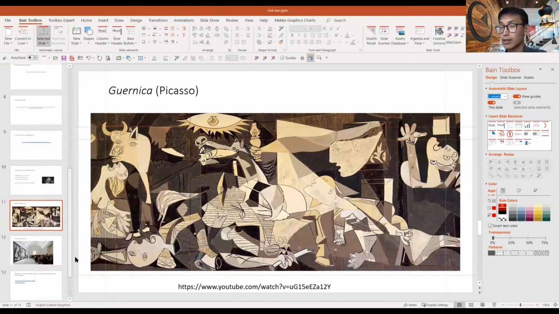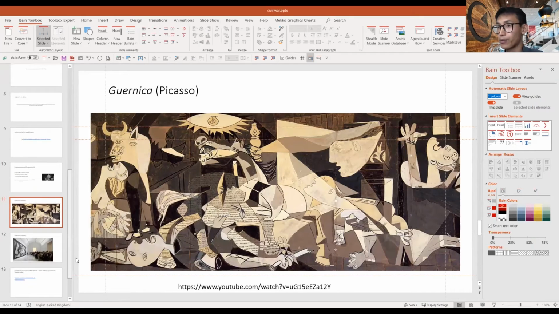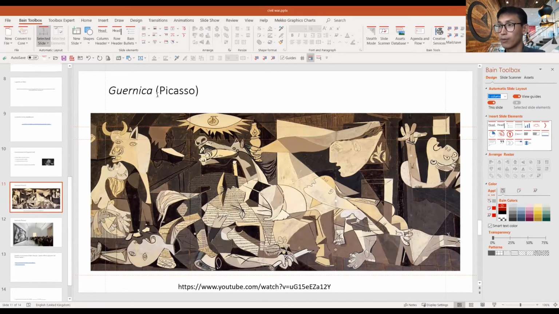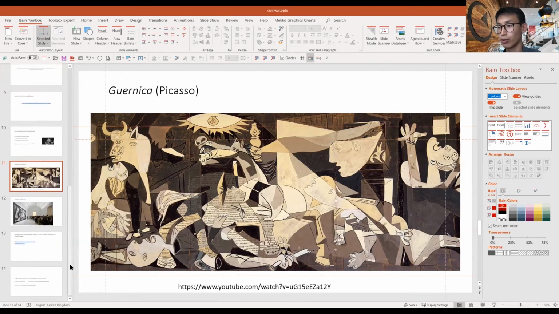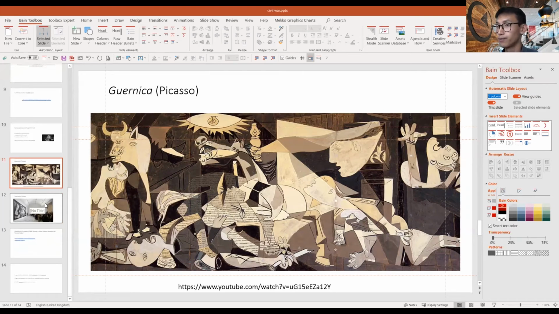So we're going to look at the painting of Picasso. The painting is called Guernica. That was the northern city in Spain that was bombarded by the planes of Nazi Germany. And then we also look at a poem that describes the war as well. So let me do that.